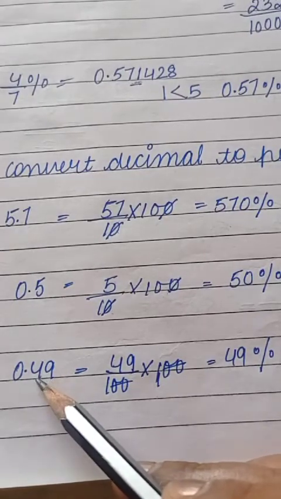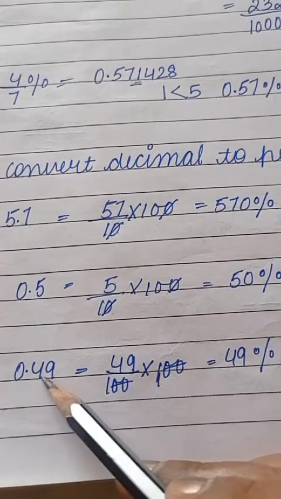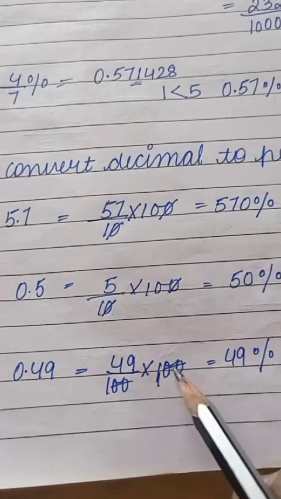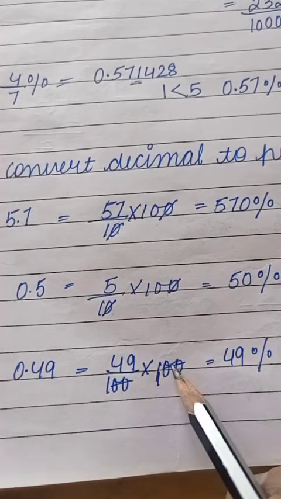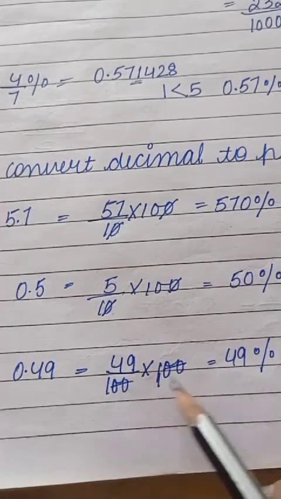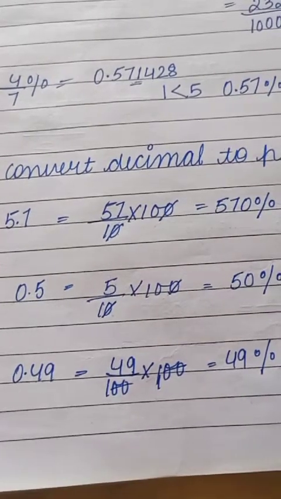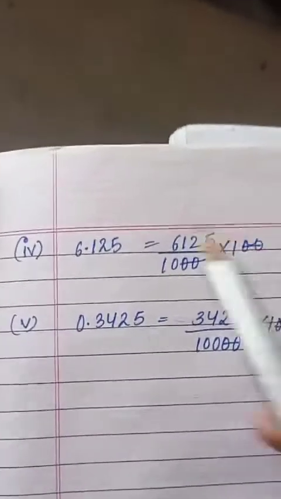Next is 0.49. Remove decimal of this. It is 49, 2 zeros will come upon 100. And this 100, because we need to convert it to percentage. So 100 completely will get cancelled. Your answer is 49%.